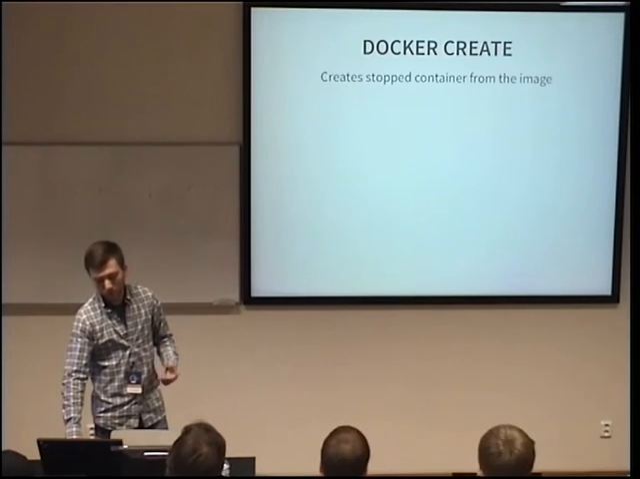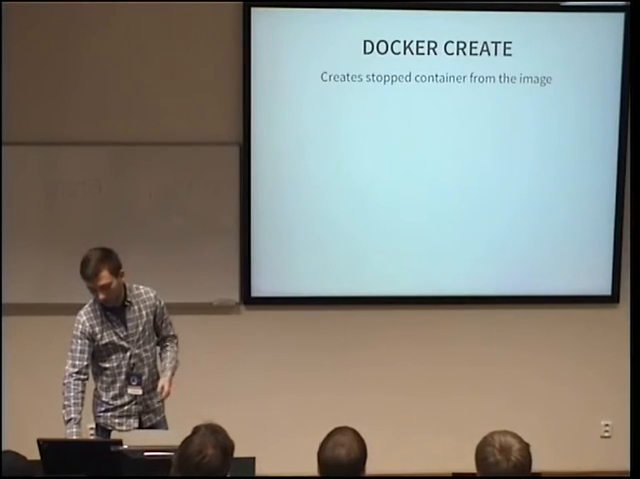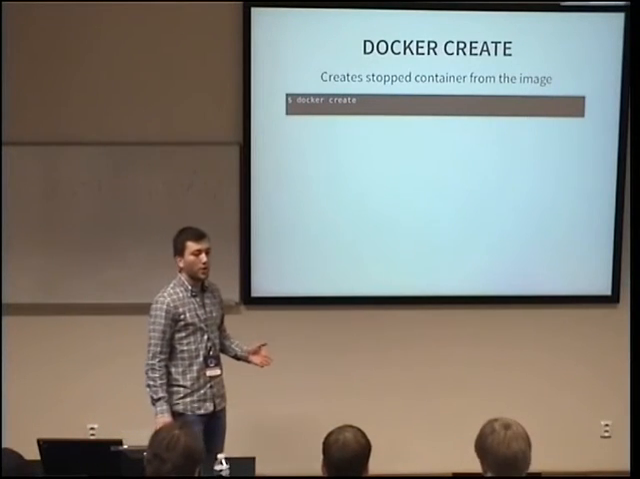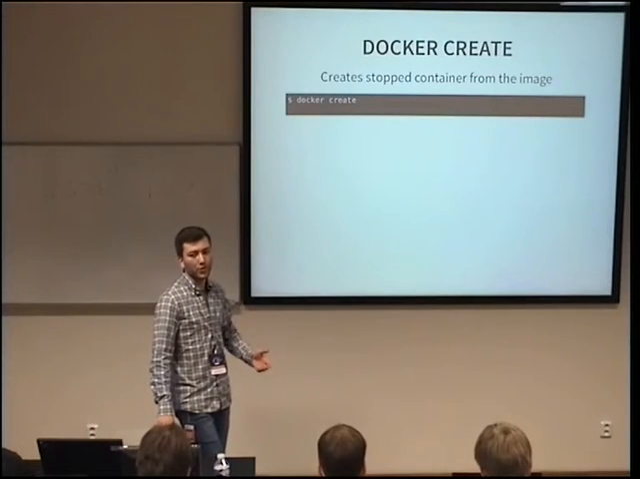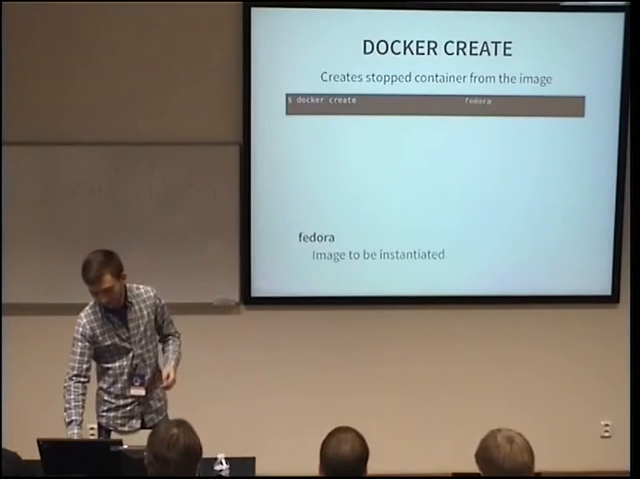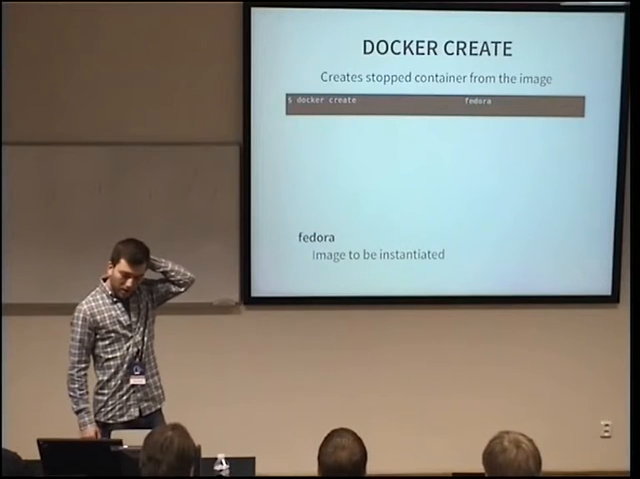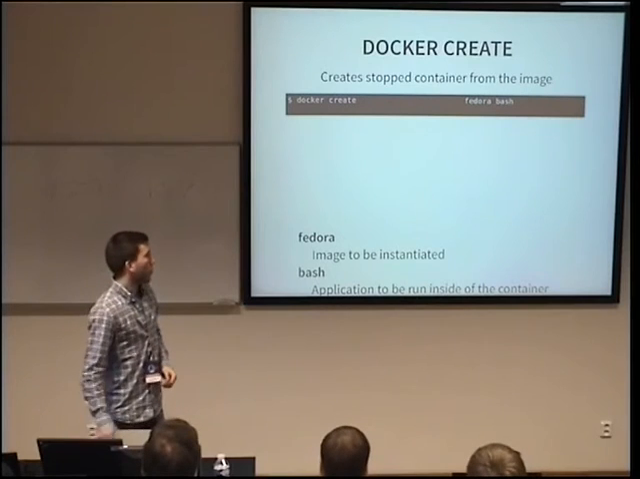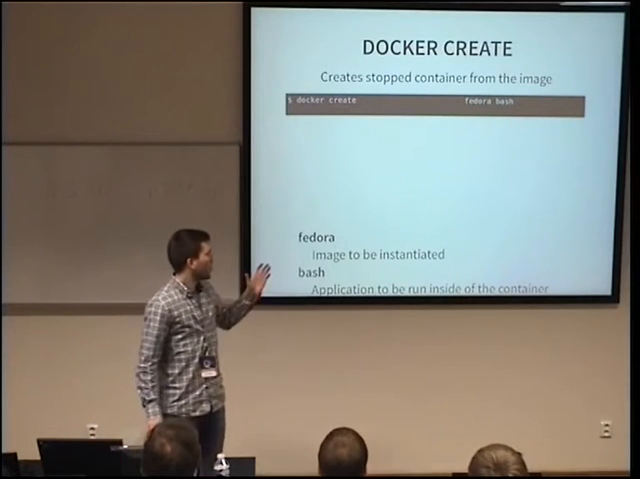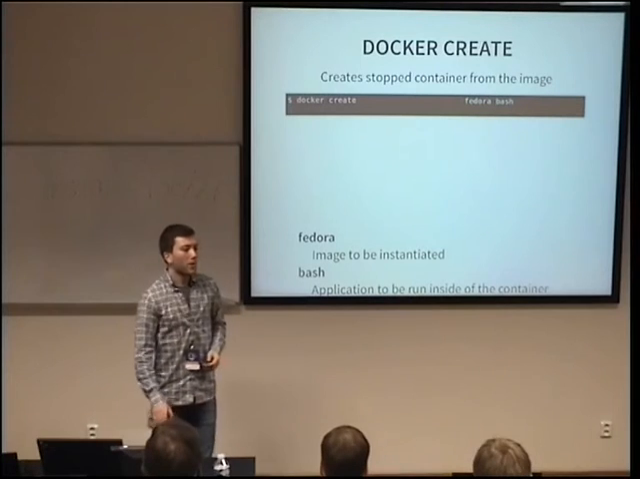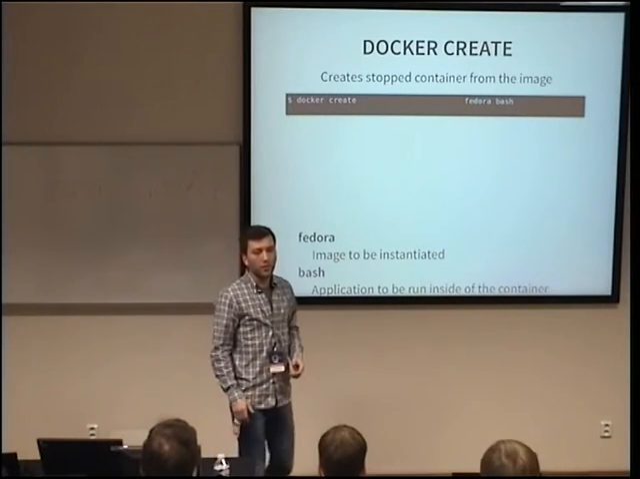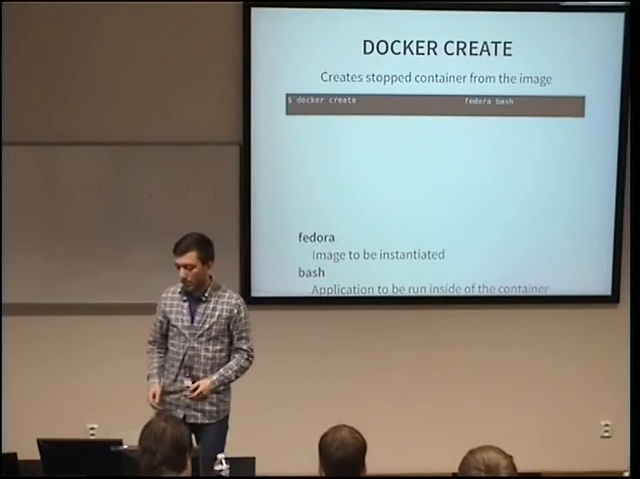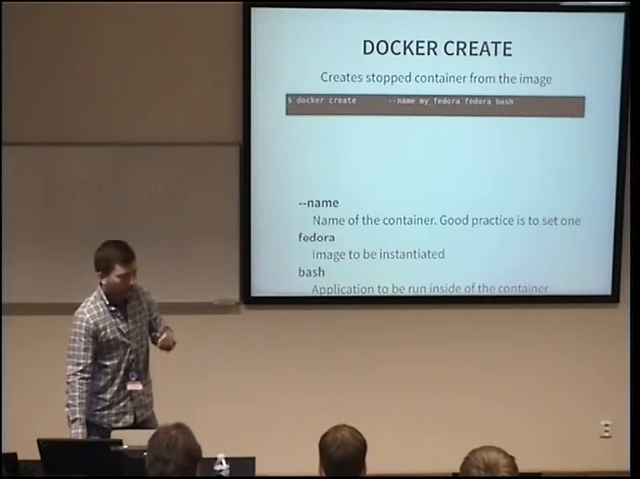We want to create a container from that image. There is a command for it called docker create. You give it the name of the image and also some parameters for what to do with it. So in this case, we'd like to instantiate the Fedora image, and the process to be run inside would be bash. What we need for bash is to interact with the container, so there will be a switch for it.